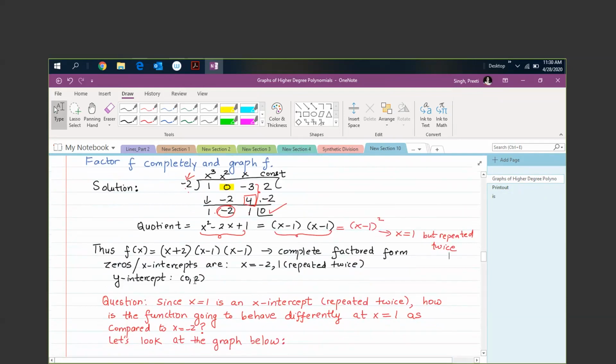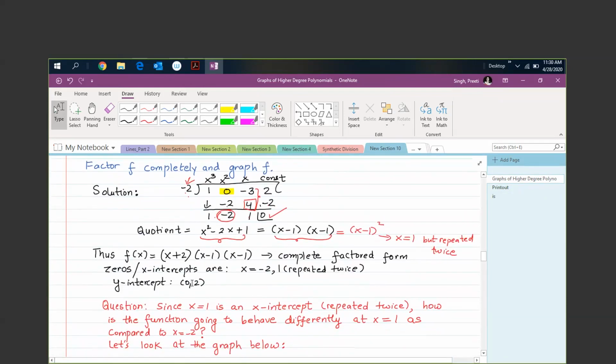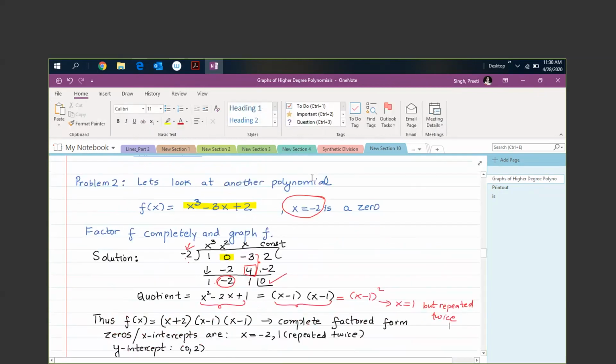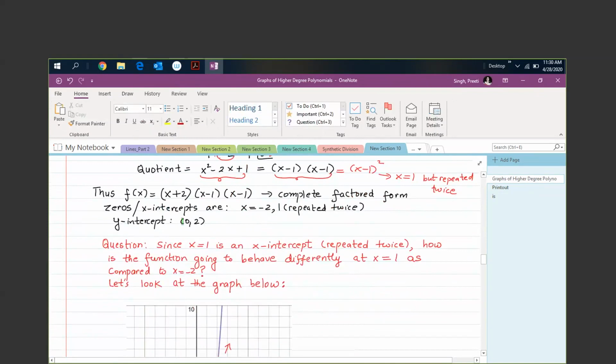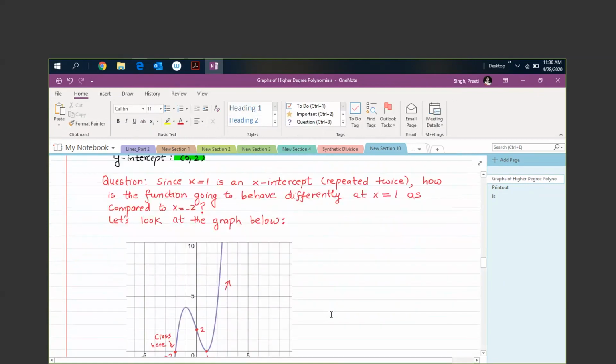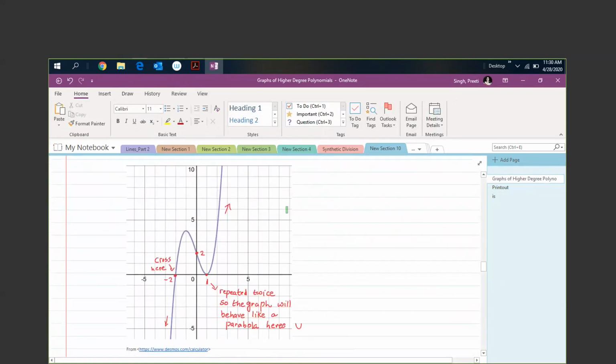So again, I'll come to the graphing portion. The y-intercept is right here, (0, 2), because if you go back to your function and set x equals 0, I am only left with 2. So my y-intercept is nothing but (0, 2). I have my x-intercepts as -2 and 1. -2 was given. 1 is repeated twice, right? So let's look at the graph. You'll be amazed to see how the graph behaves at those intercepts which are repeated twice. This is something interesting.